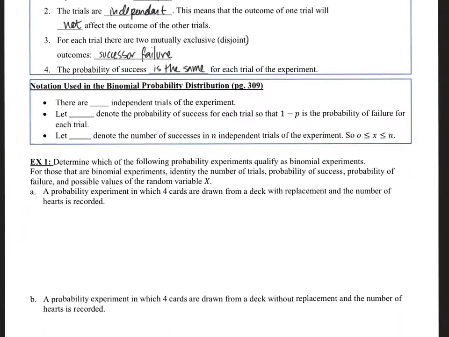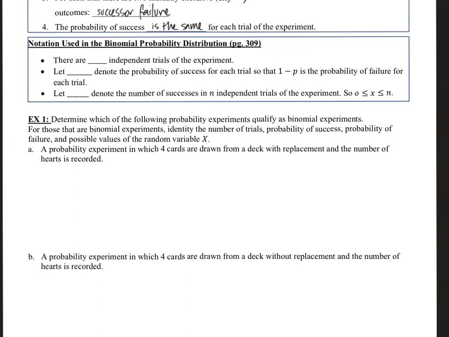Okay, so some of the notation used in the binomial probability distribution. There are n independent trials of the experiment, which would be the lowercase n. We let p, lowercase p, denote the probability of success for each trial, so that 1 minus p is the probability of failure for each trial. And then we'll let capital X denote the number of successes in n independent trials of the experiment. So x is greater than or equal to 0 and less than or equal to n.